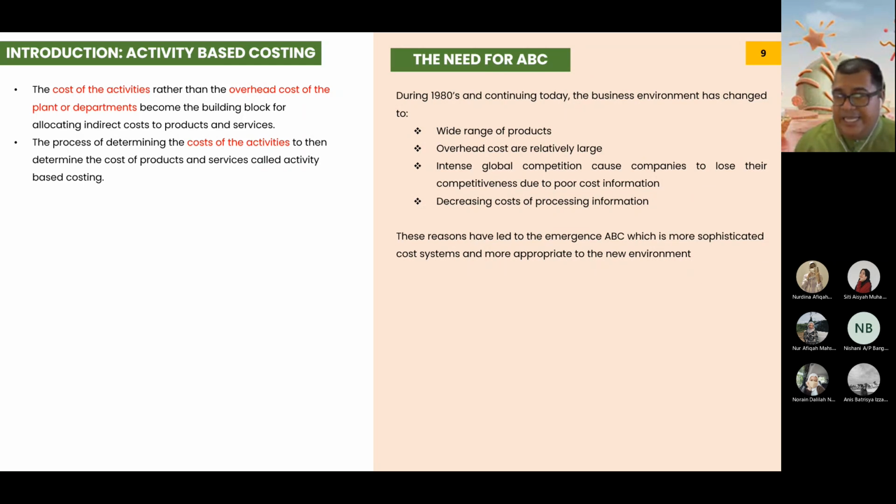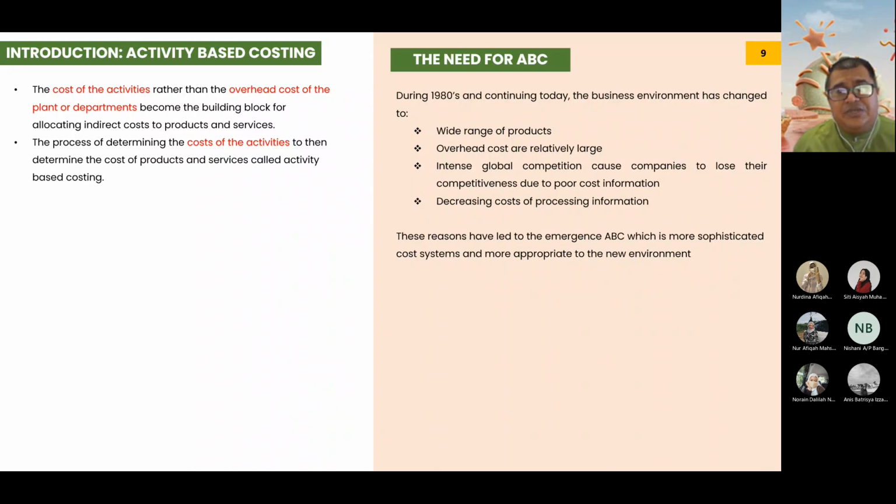Okay. Why we need ABC? In the first place, during 1980s and continuing until today, the business environment has changed rapidly from time to time. And nowadays, we have a lot of latest technology that we can use to calculate the cost. That is why nowadays we can't use a single rate anymore, but we have to change it to several base rate. Based on you punya product, based on you punya process, based on you punya department and activities.